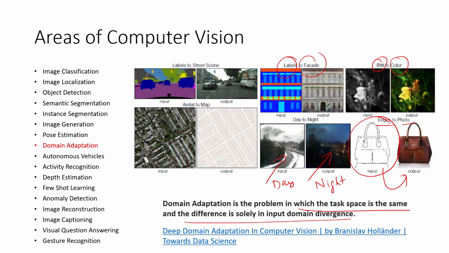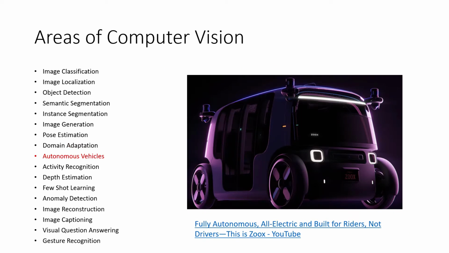Let's move ahead now. Autonomous vehicles are very famous these days. Why? One of the most famous companies working on it is Tesla. They are working on autonomous vehicles, and many people are using those vehicles in the US these days. And this is Zoox's model. What they have done is build this fully autonomous, all-electric vehicle built for riders.